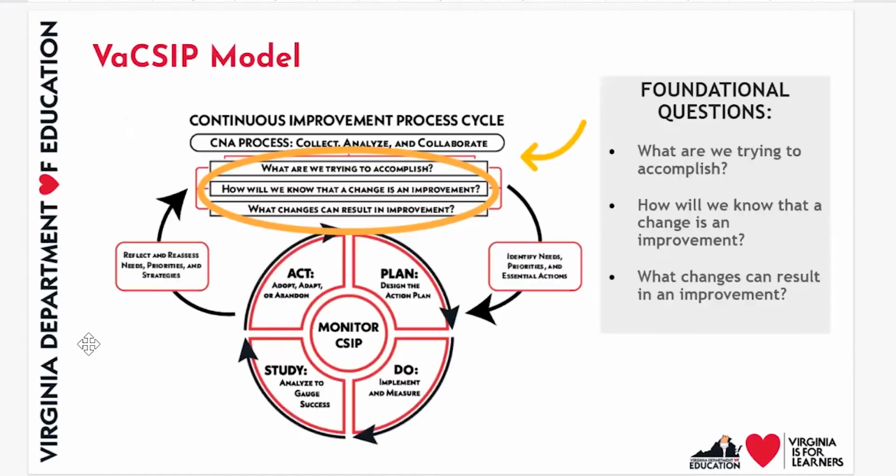Our work is based in our VA CSIP model. It's this continuous improvement process cycle: plan, do, study, act. That's really what all of our work focuses around, from the comprehensive school improvement plan to a lot of other pieces that we do. When we look at this, the foundational questions we all need to work on are: What are we trying to accomplish? How do we know that a change is an improvement? And what changes can result in an improvement? And it all comes from that comprehensive needs assessment.